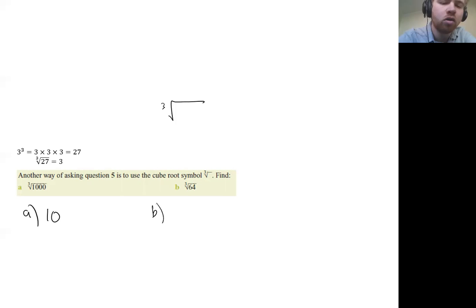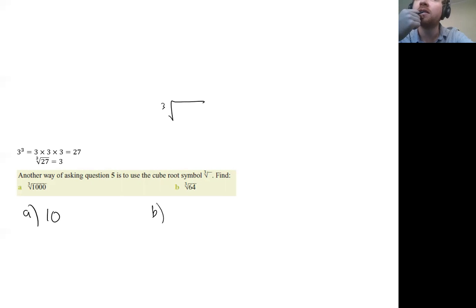All right, the cube root of 64. So something multiplied by itself again equals 64. Let's try a few ones. So we've already done 3 cubed. So 3 times 3 times 3 is 27. So let's try the next one, 4 cubed.